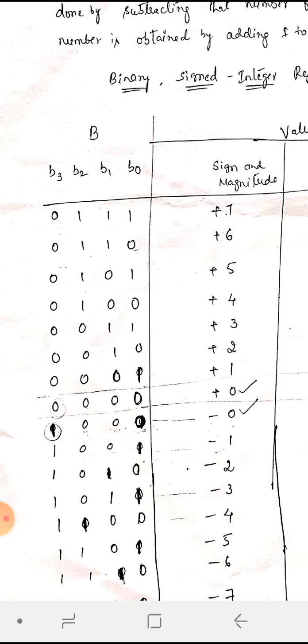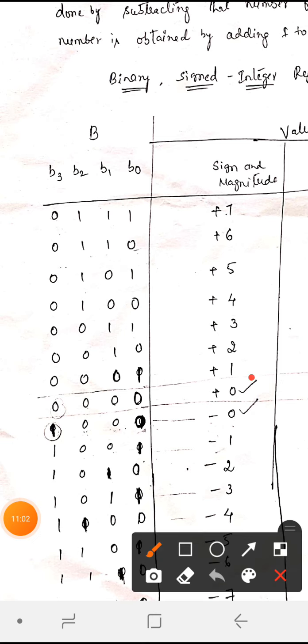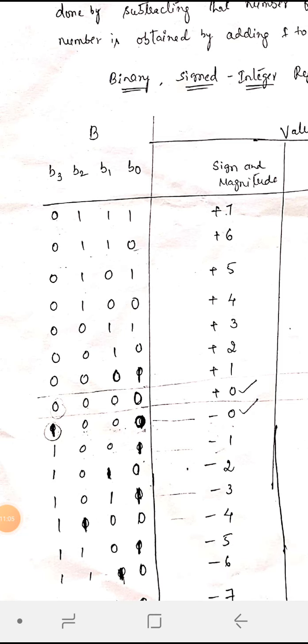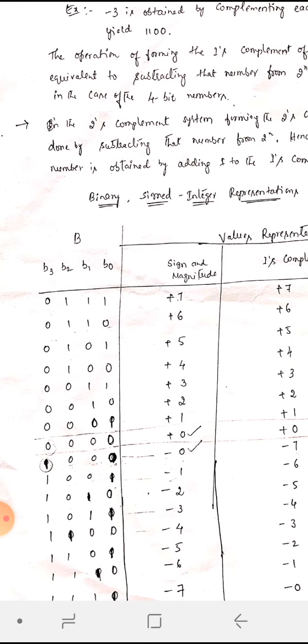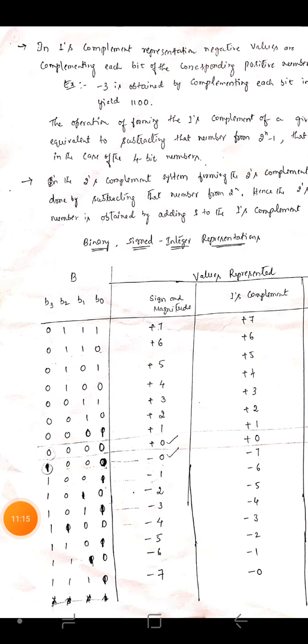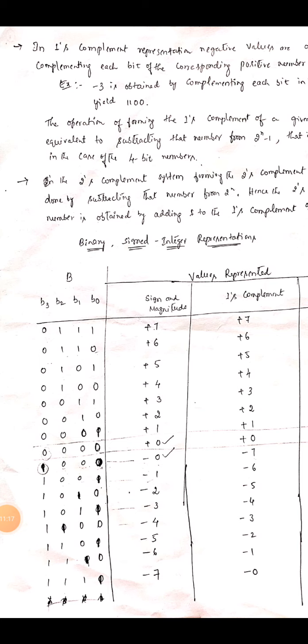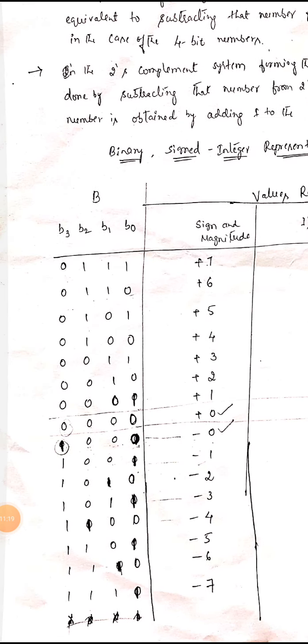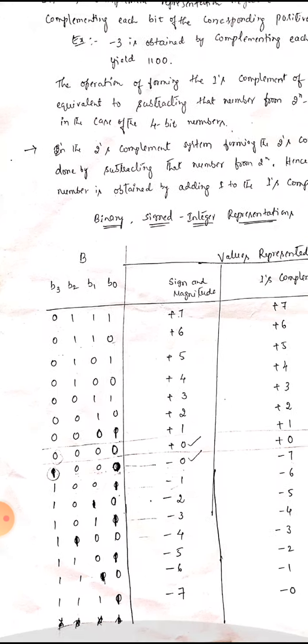It was positive 0 here, and now it is negative 0. Similarly, you can represent the numbers 1, 2, 3, 4, 5, 6 and 7. So all the numbers have been represented for sign and magnitude.